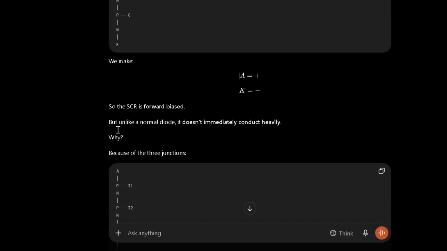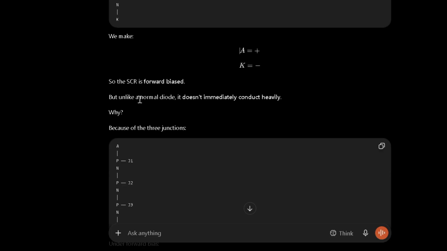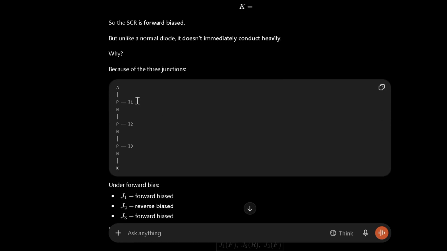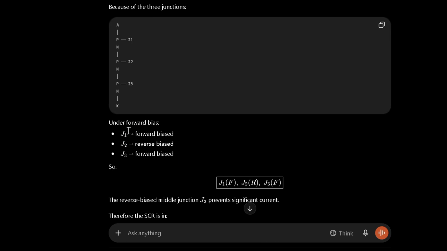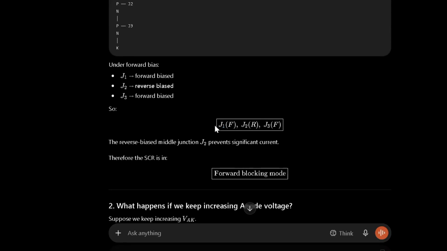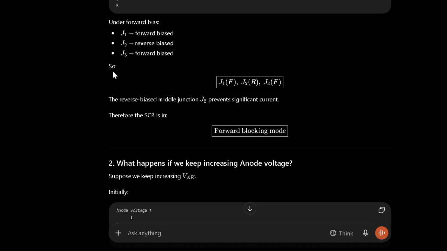diode, it doesn't immediately conduct heavily because of the three junctions J1, J2, J3. Under forward bias, J1 is forward biased, J2 is reverse biased, and J3 is forward biased. So J1 is F, J2 is R, and J3 is F. The reverse biased middle junction J2 prevents significant current, therefore the SCR is in forward blocking mode.